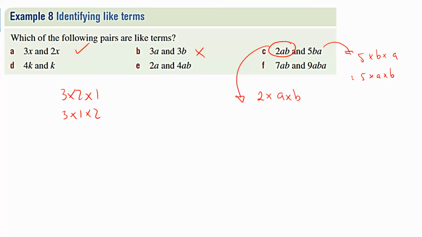So another way of thinking about it is when you say 2 groups of AB, that means I've got AB and another group of AB. That's 2 groups. Whereas over here, you're saying you've got 5 groups of AB, which just basically means AB plus AB plus AB plus AB plus AB. So if you put them all together, they are like terms.